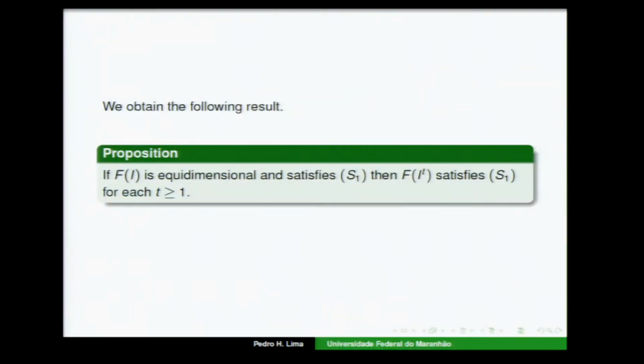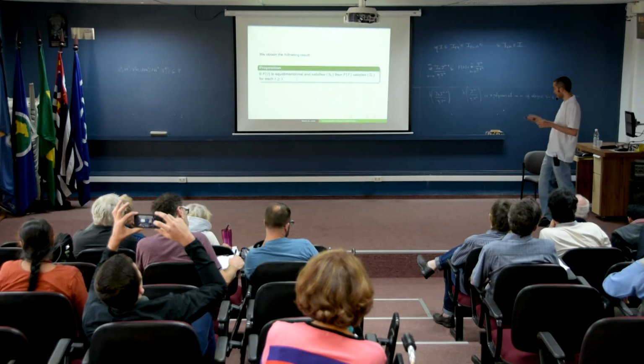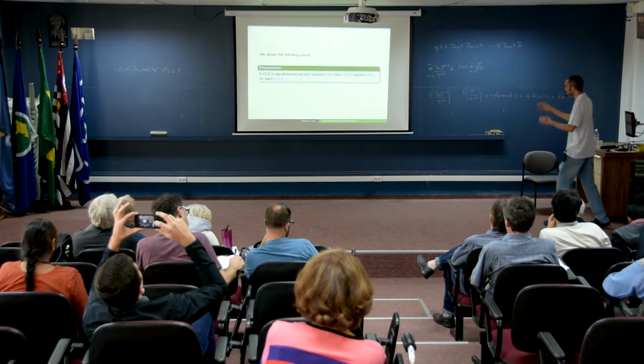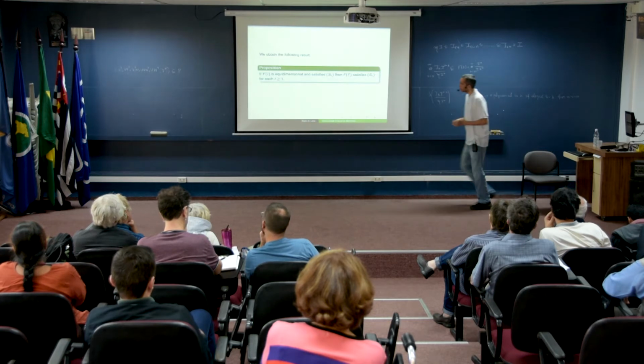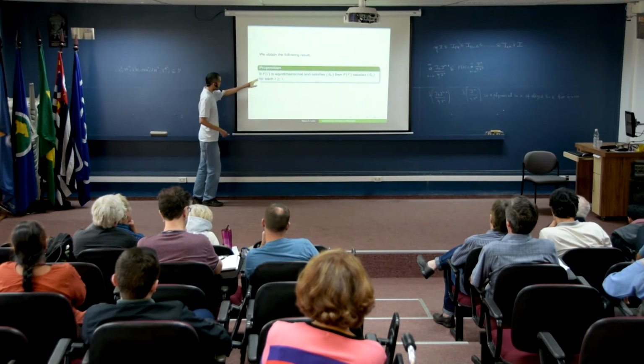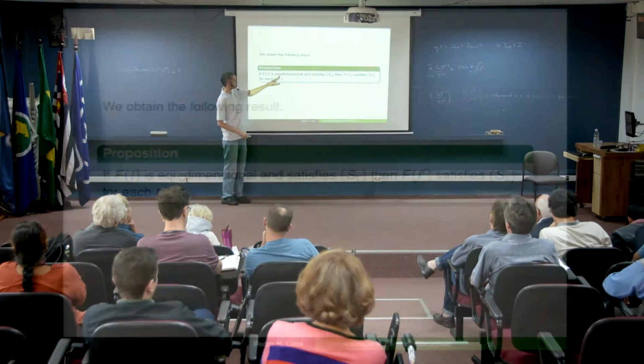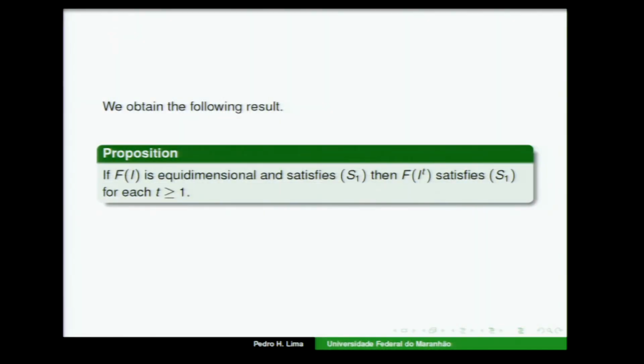But then with this result, we obtain something very similar. We prove that if we assume that the fiber cone is equidimensional and satisfies the S1 property, then the fiber cone of all the powers of I also satisfies the S1 property. This is easy to prove because we are assuming that I satisfies S1 and is also equidimensional, so we can use our equivalence to obtain this.